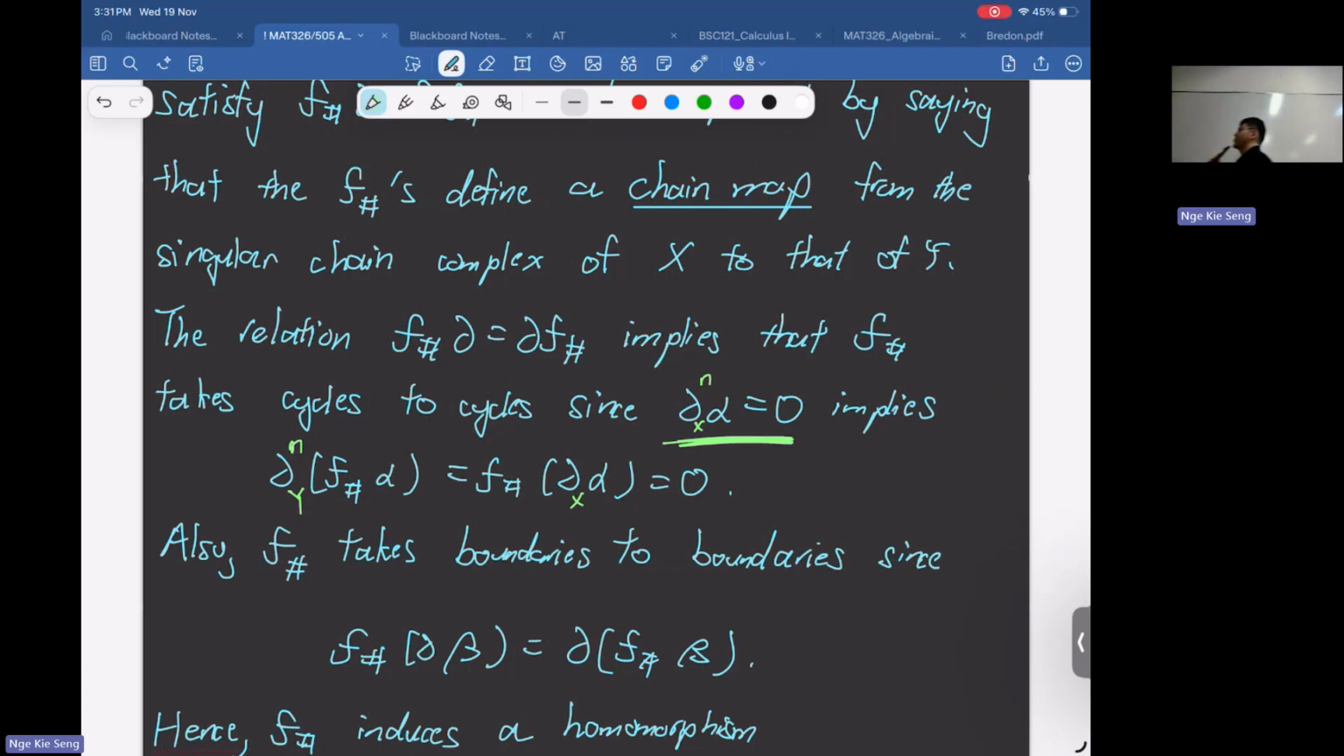So what this means is you send the cycle in x to the cycle in y under this map. You send something inside the kernel to something inside the kernel, because homology is kernel over image, right? Something in the kernel in x to something in the kernel in y. And then also from this commutativity, you can see that f sharp also brings boundary to boundary. So what does this mean? Let f sharp map on the boundary, but it commutes, right? Then it means that this element here will be a boundary of something else.